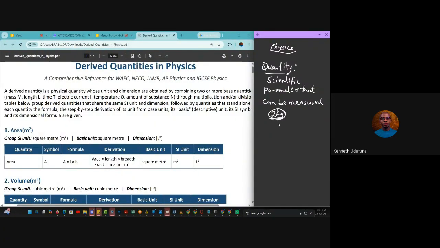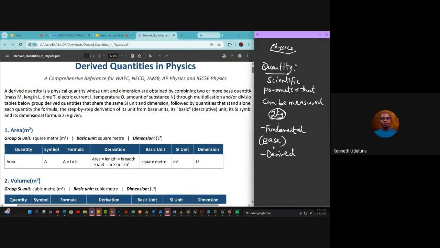So under this quantity, we say that we have two types. First of all, we have the fundamental quantities. You can also call them base quantities. Either you call it fundamental quantity or base quantity. Then we also have the derived quantities.